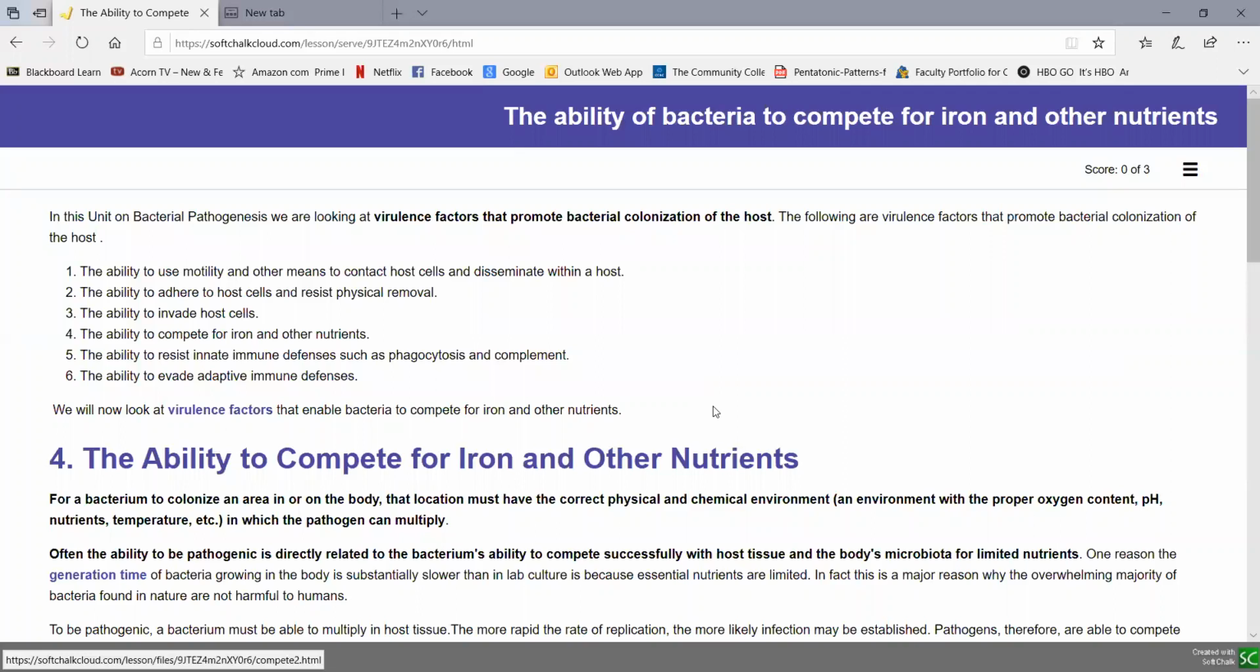So remember our topic we're currently talking about: we're looking at virulence factors that promote bacterial colonization of the host. And we've already looked at several of these. We're currently down to number 4 now, the ability to compete for iron and other nutrients.